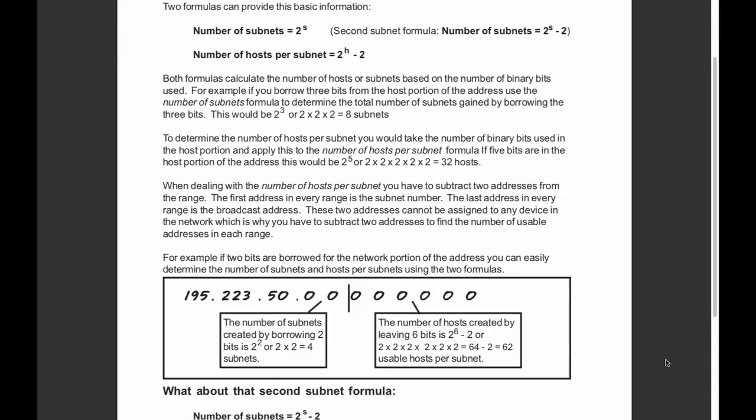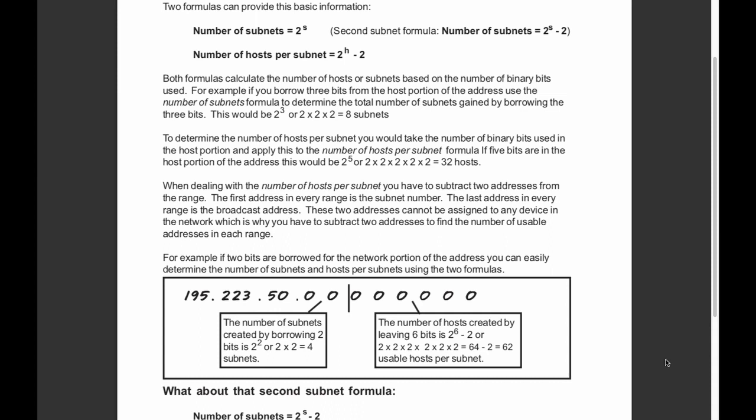We are on page 10 of the PDF for this lecture, Certification Machines. We are going to learn how to calculate the number of hosts and subnets. The two equations are very simple. To find the amount of subnets, just calculate 2 to the power of bits borrowed. To find the host, it's almost the same thing. It's 2 to the power of host bits minus 2.